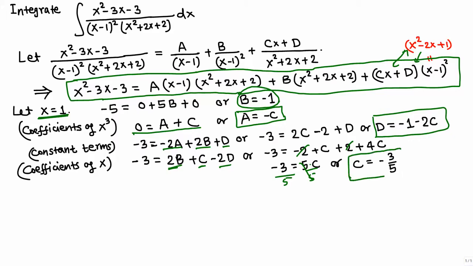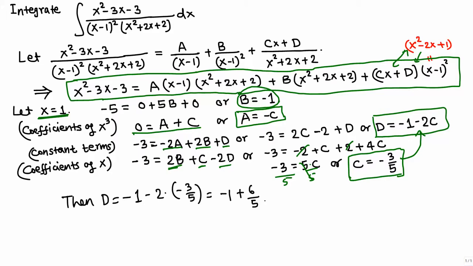So we found the value of c. Now plug this back here, we get d. d is equal to negative 1 minus 2 times c. C is negative 3/5, which is negative 1, negative times negative positive, 2 times 3, 6/5. Negative 1 is negative 5/5 plus 6/5, 6/5 minus 5/5, so 1/5. That's d.